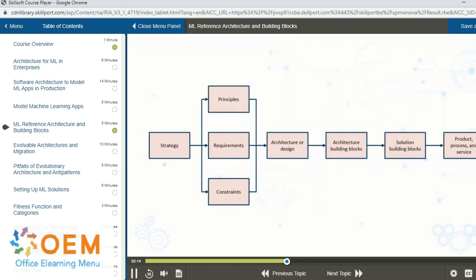Solution building block indicates that whatever architectural building blocks you have identified, what frameworks, what tools, and what methodology you are going to adopt in order to take care of that particular component. You have to do this for each and every component. Now, once you have the solution building blocks identified, you have to focus on product release, internal processes, and how you are going to make that service available.